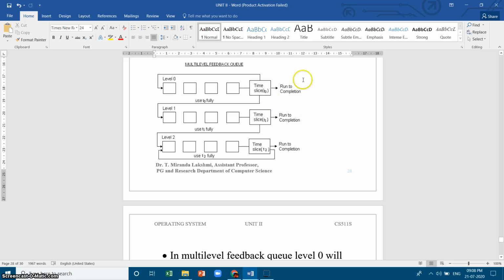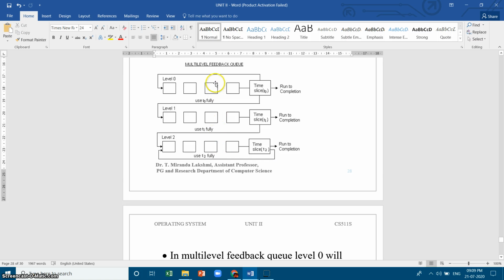What does run to completion mean? When you execute, some processes might have completed. That is called run to completion. Here the time slices are T0, T1, T2. T0 has less time slice but more priority. T2 has more time slice but less priority. So mostly in level 0, IO bound processes will be present. In level 2, CPU bound processes will be present.